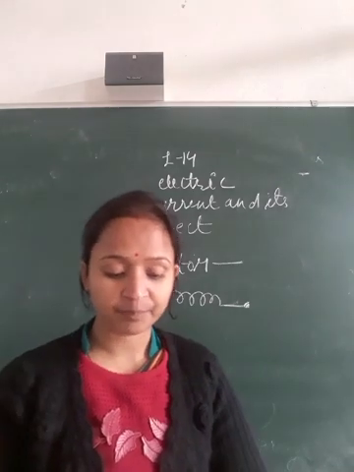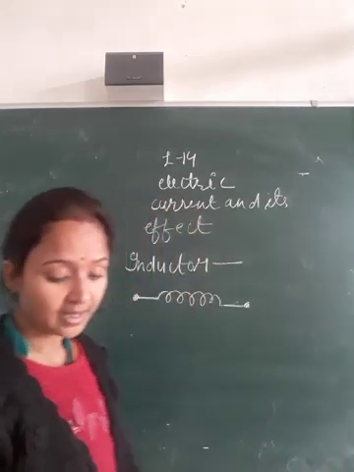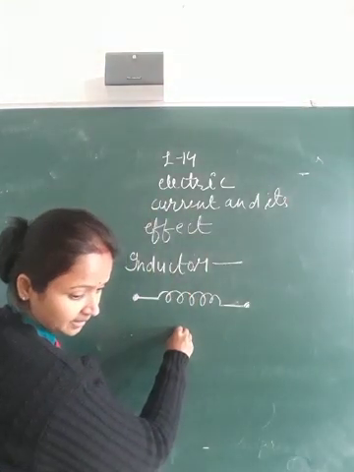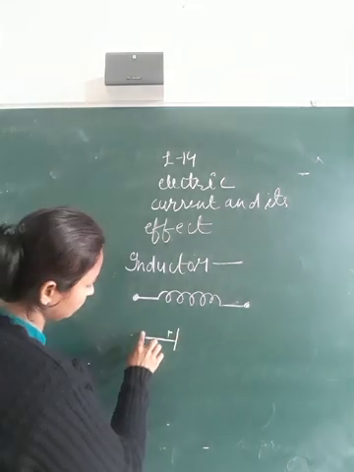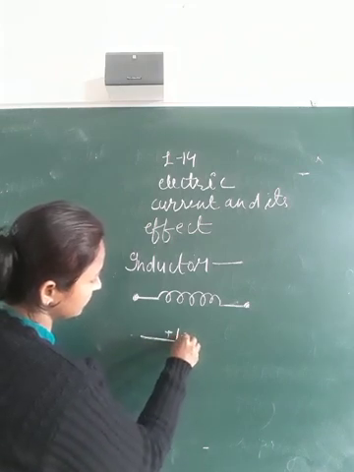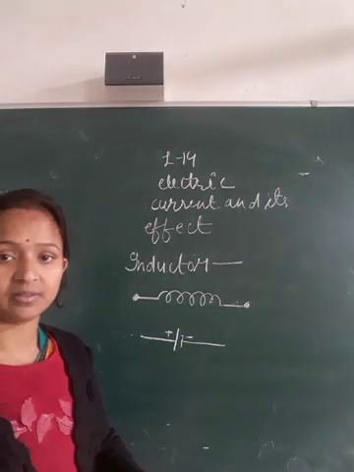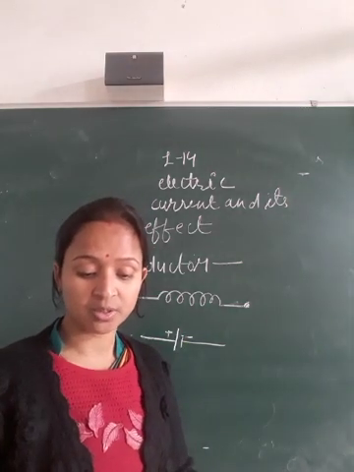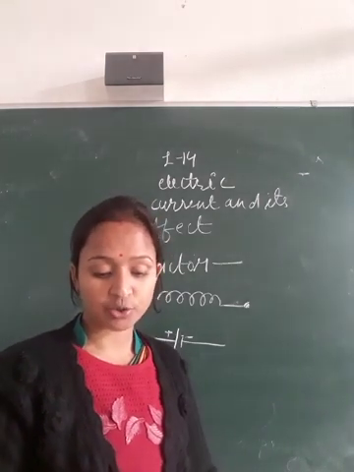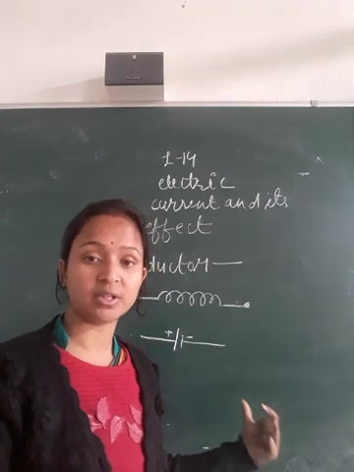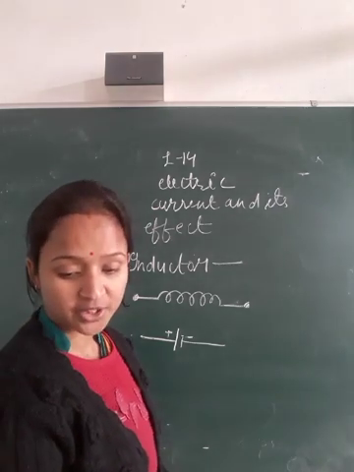Cell. What is the cell? I will draw the diagram. That is the positive terminal, and this is the negative terminal. This is the cell. A thin long line represents the positive terminal, and a short line the negative terminal, you can see in the diagram. This is the cell.